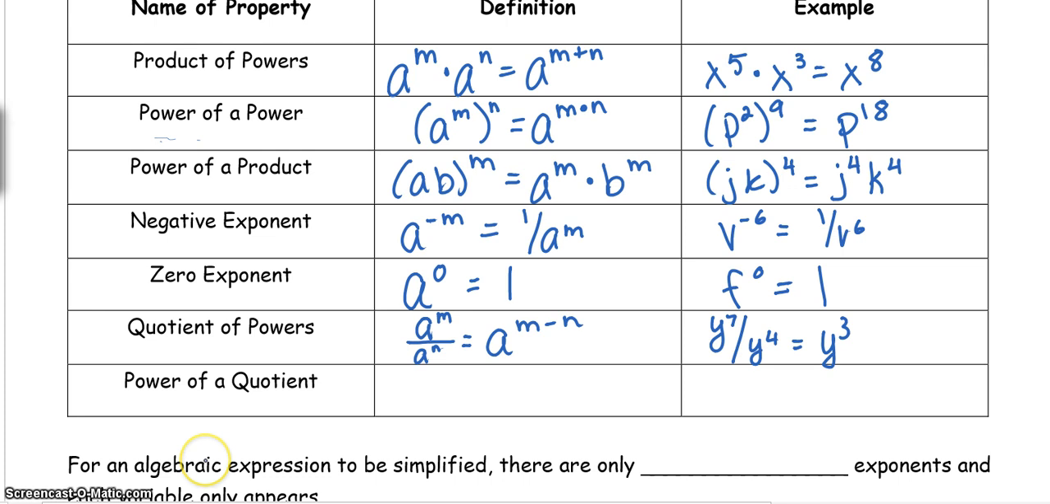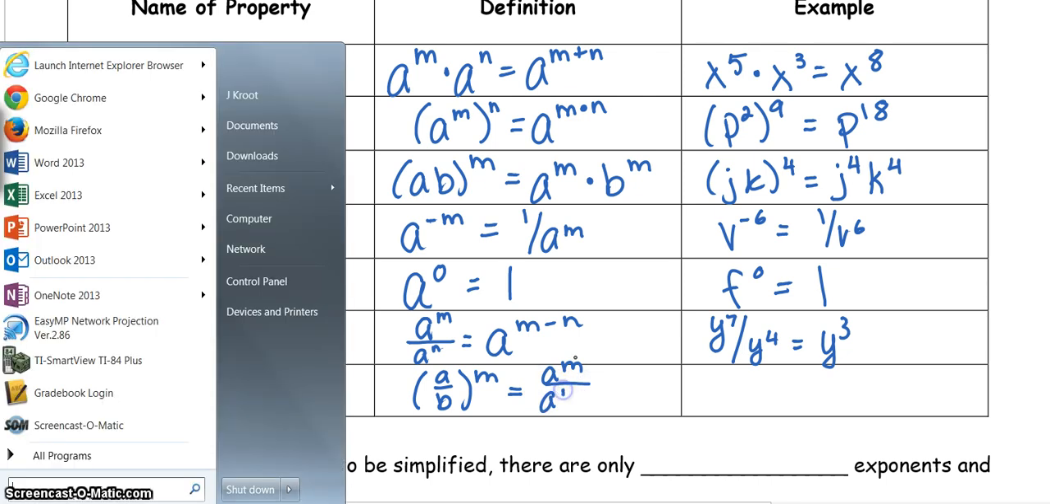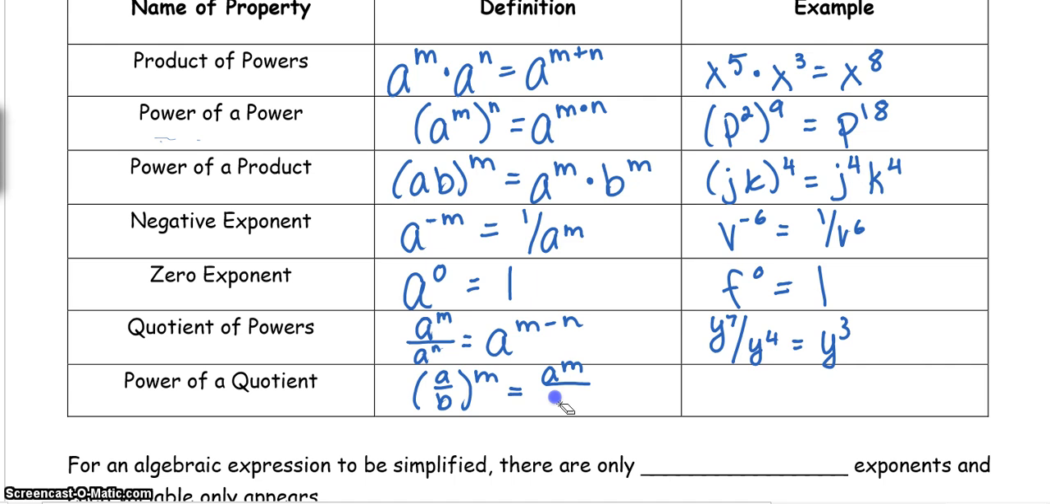Then our last property is power of a quotient. So if I have a over b raised to the m, that's the same as a to the m over, I want b down there, over b to the m. So for example, if I had t over u raised to the 10th power, that would be equal to t to the 10th over u to the 10th.